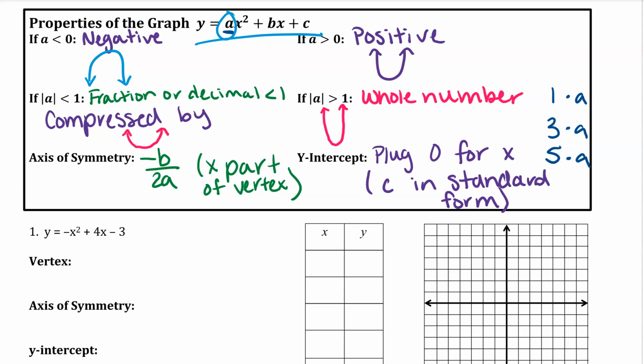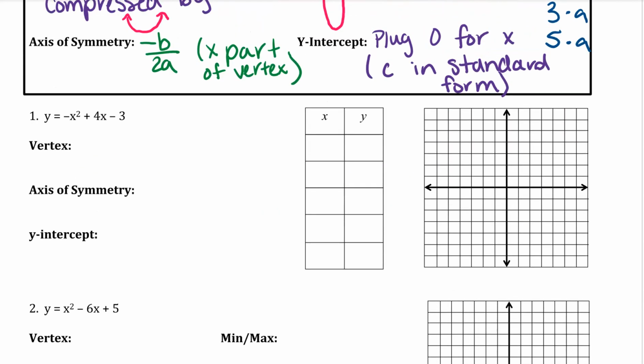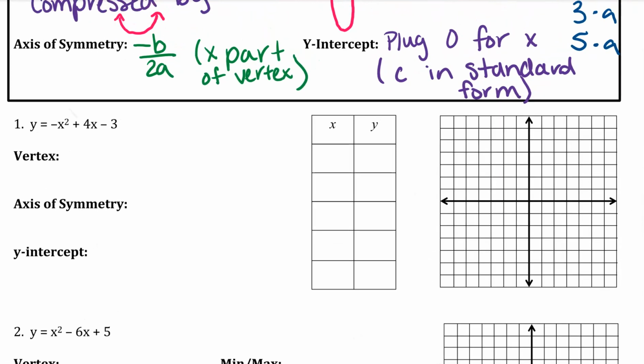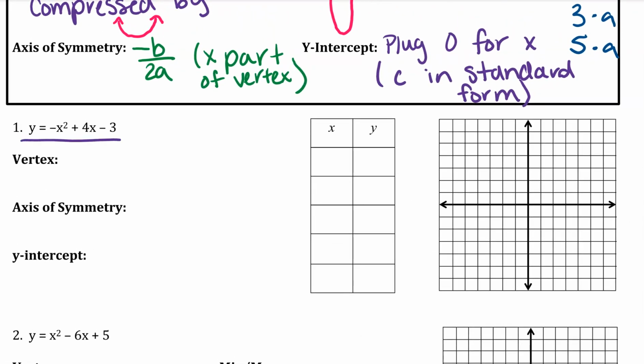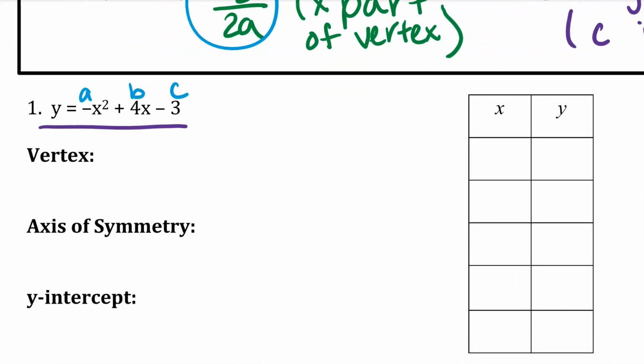All right, so let's graph. Okay. All right, if you would like to plug in x's and y's into number 1 to graph it, I mean, you can. I don't really like to, but if you really, really want to, you could. Okay. I'm going to do my vertex by finding the x part, which is that negative b over 2a. So if this is a, b, and c, I'm going to do that. So b is 4, so negative 4 over 2a.